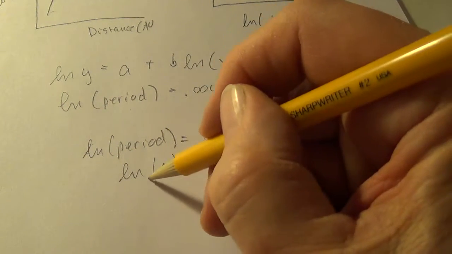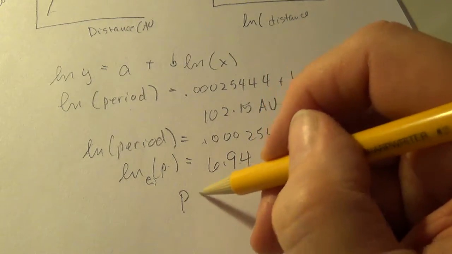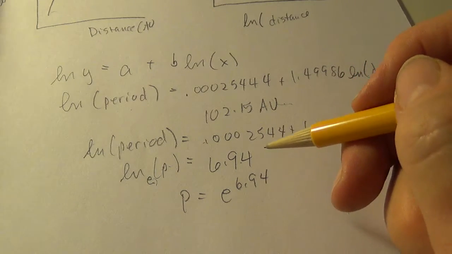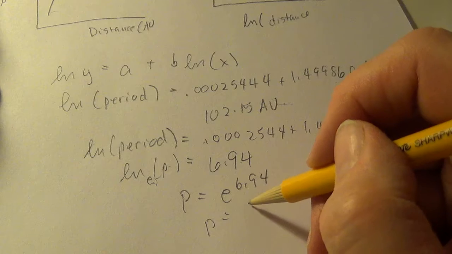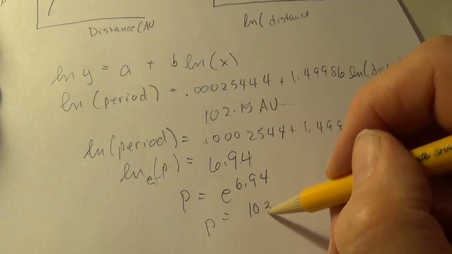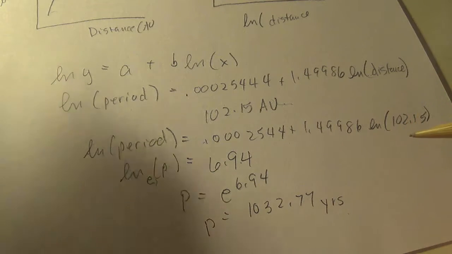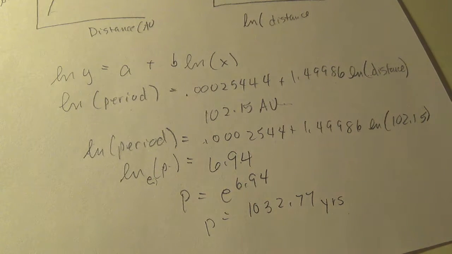So again, this is base e, so this raised to that equals this. So the period equals e to the 6.94, and when you plug that in, the period is 1032.77 years. That's how long it takes this perhaps planet to go around the sun. It's quite distant from the sun.